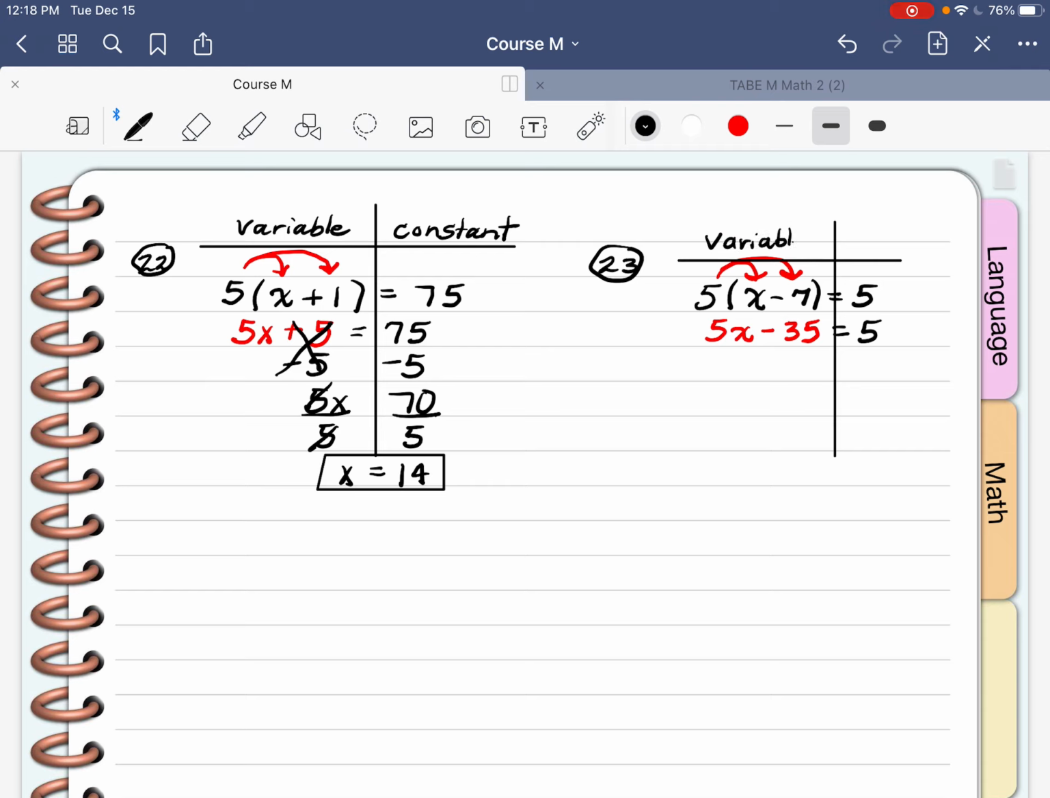Variable on the left, constant on the right. Add 35. Cancel. Copy. Divide by the coefficient 5. Cancel. Copy. X is 8 for number 23.